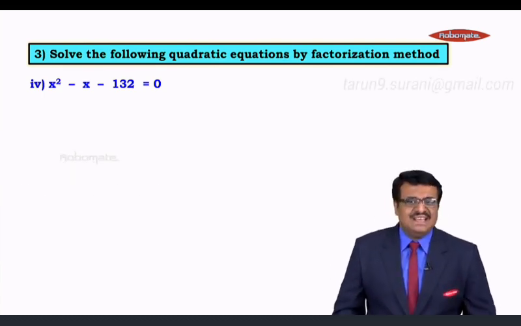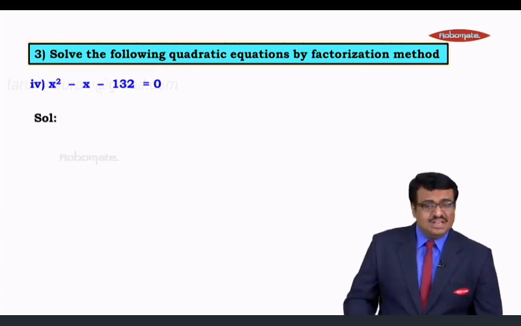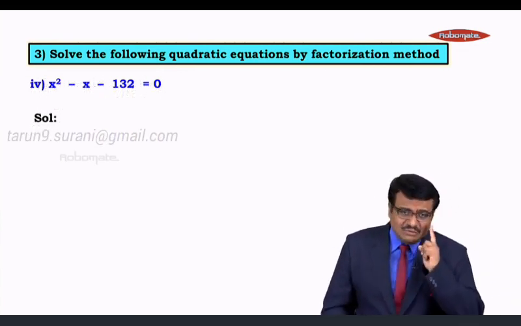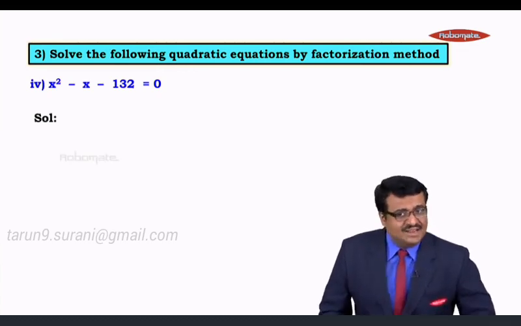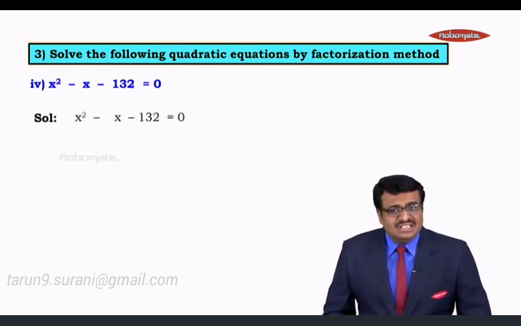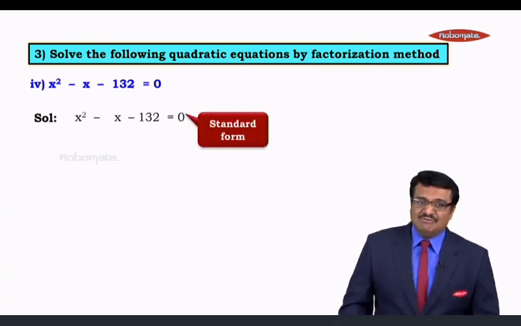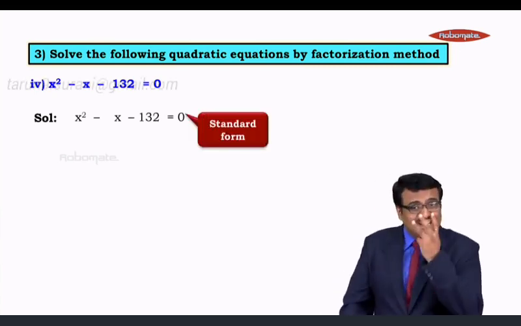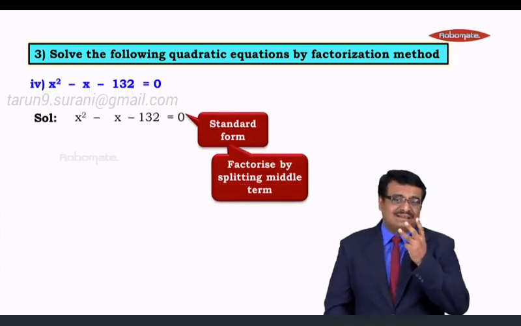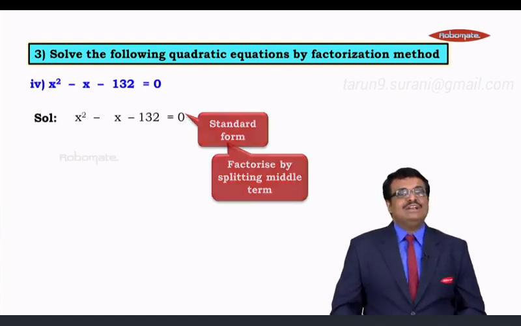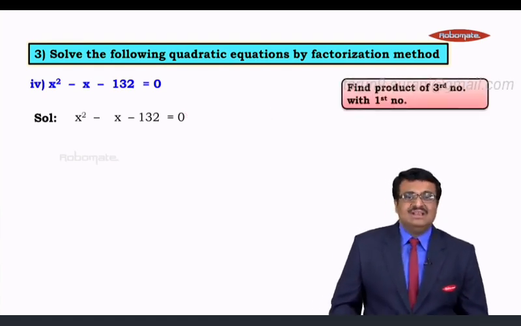So x square minus x minus 132 is equal to 0. The question is solving by factorization, right? And in all factorization problems I have told you, keep 0 on the right side. It is 0 on the right side. This equation x square minus x minus 132 is equal to 0 is in the standard form, yes or no? That means there are 3 terms on the left side, and solving by factorization means factorize by splitting the middle term. And what is the process for splitting the middle term?